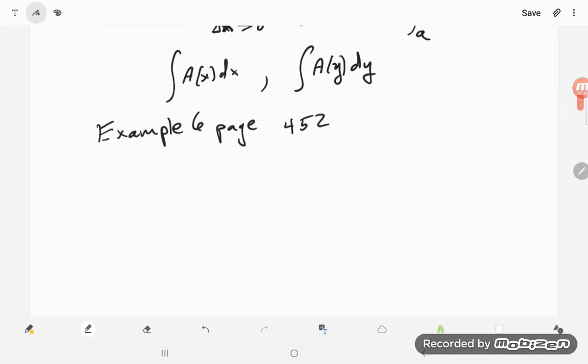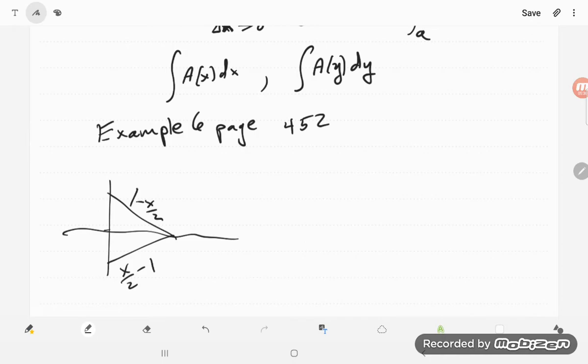Okay, on there, they say, okay, here I have a triangular base, and this is 1 minus x over 2, and this is the negative of that, so x over 2 minus 1. Okay, and they call this one f of x. They call that one g of x.